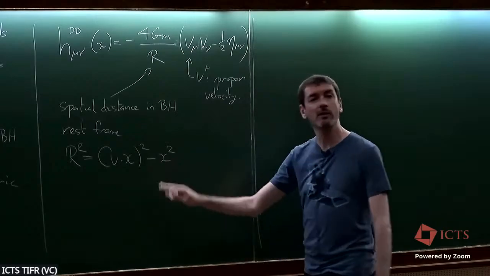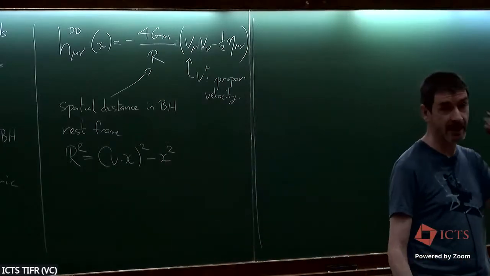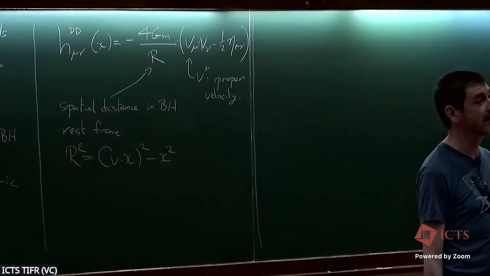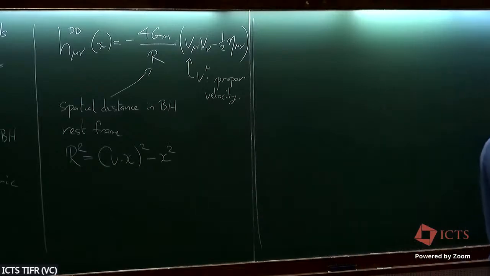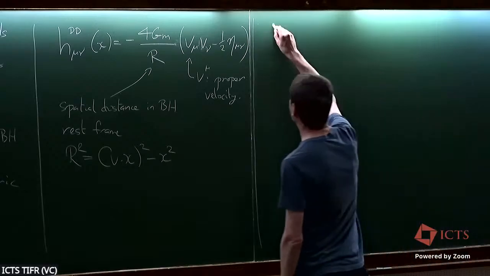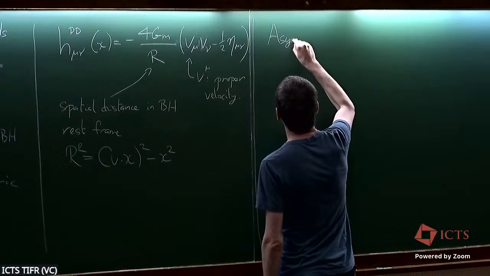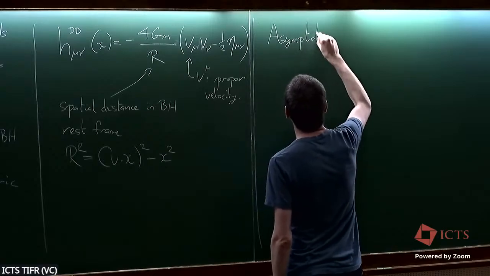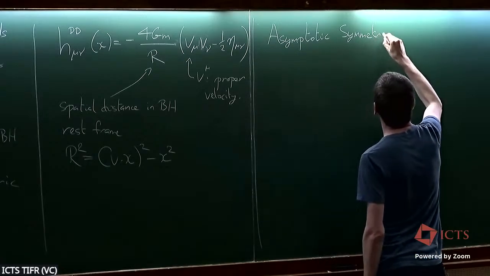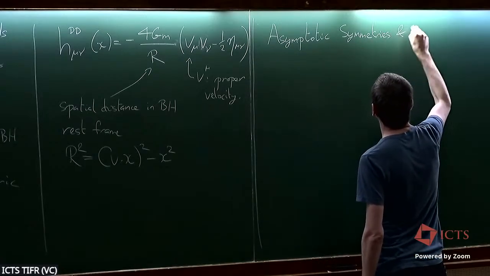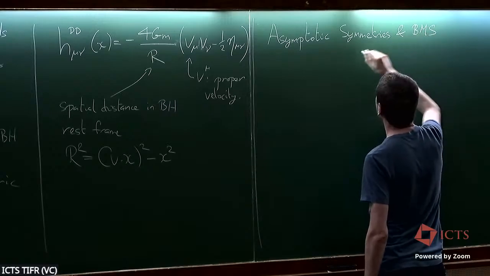I wanted to spend a couple of minutes just discussing how to think about the gauge transformations of these objects, just classically. Now this is the topic of asymptotic symmetry transformations, or the BMS group. It's the main topic of our lecture today.